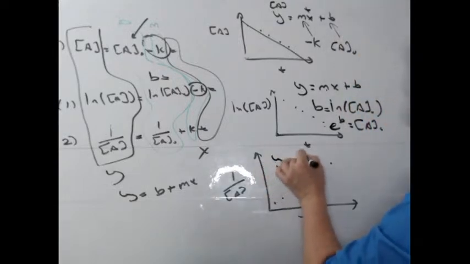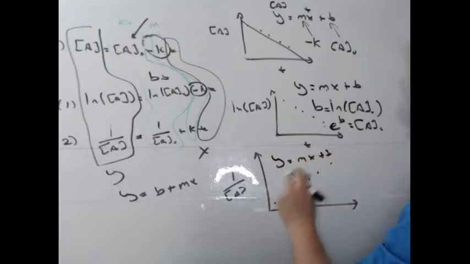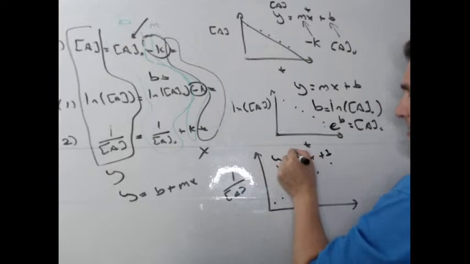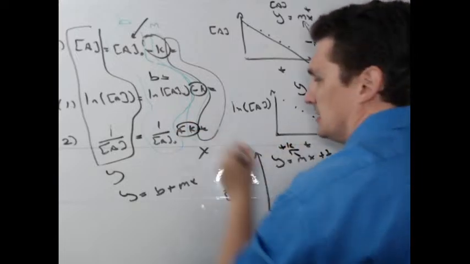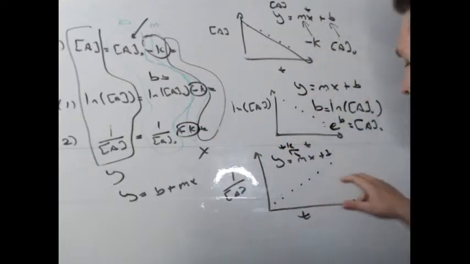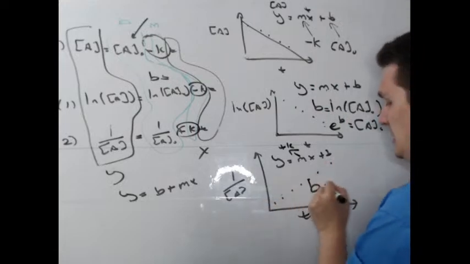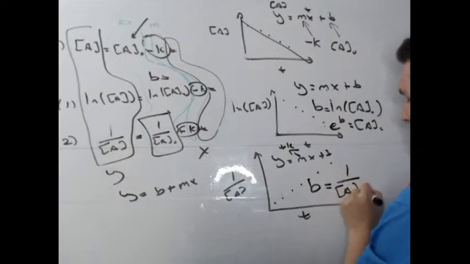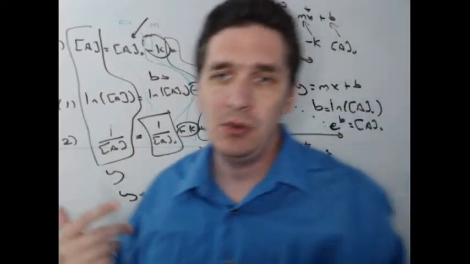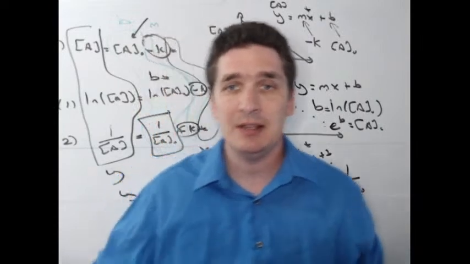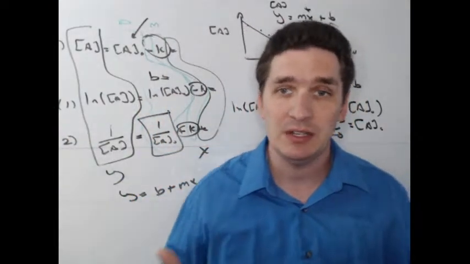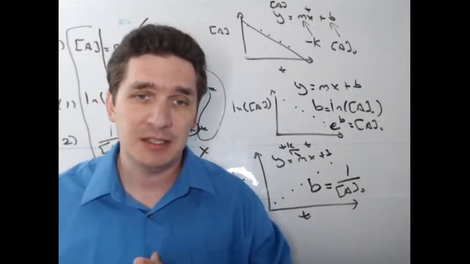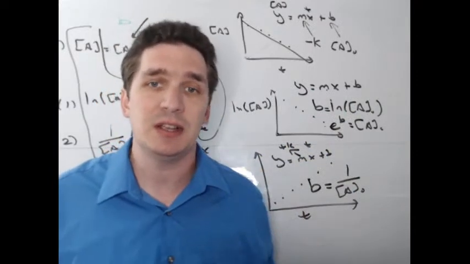Again, y equals mx plus b. Y is 1 over concentration. X is our time. Our slope here in this case is going to be a positive k, as predicted by the theory. And our y-intercept, b, is going to equal 1 over the starting concentration. So in order to find the starting concentration, we take 1 over b. We invert it to get it. So this is how you can extract out the starting concentration and the rate constant k from zero, first, and second order models.